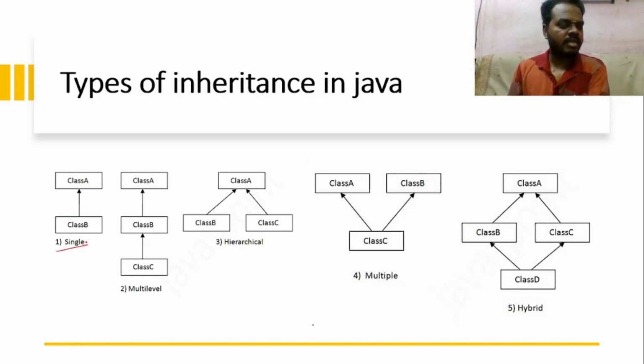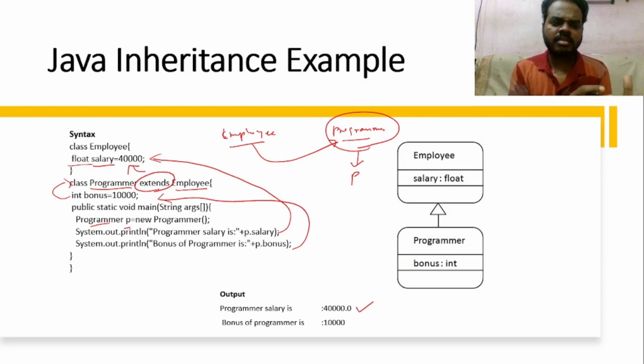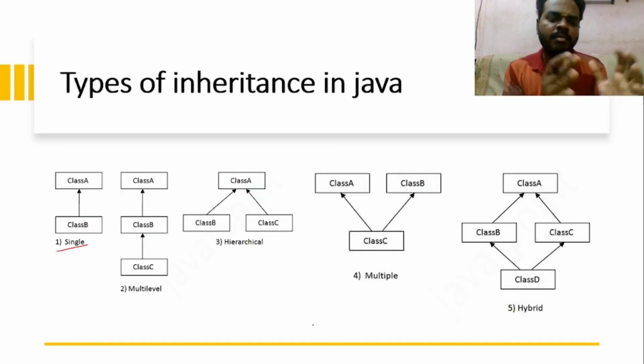So what is single inheritance? A class can be derived from a single base class. Let's see an example. This example is nothing but single inheritance. We are going to create a class from an employee class. We have one base class and one derived class. This type of mechanism is nothing but single inheritance.